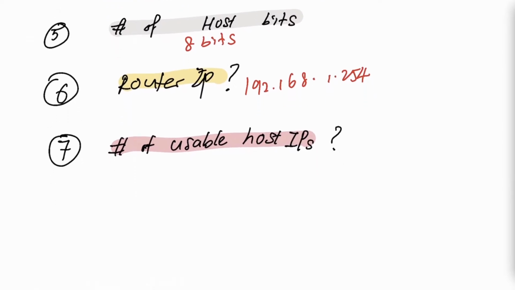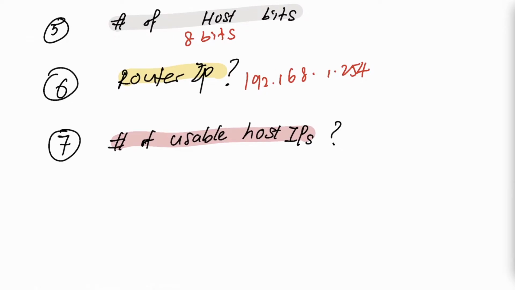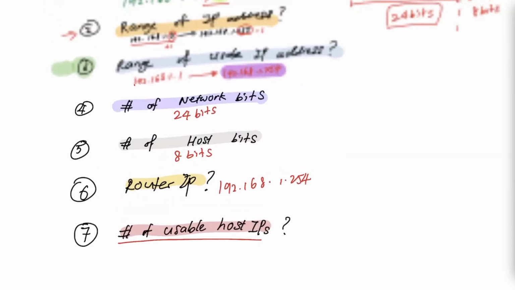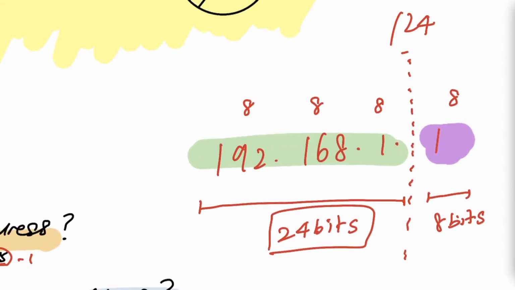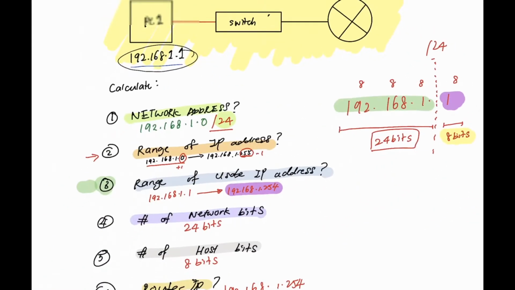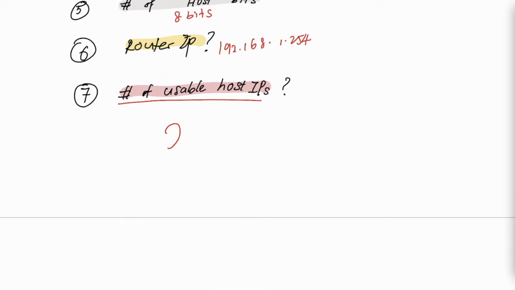Now the last question, this is the most difficult one. How many usable host IPs do you have? This question is asking how many IP addresses you can give to the PCs. Is it 1, 2, 3, or 10, or 100, or 1,000? The way you get this answer is to focus back on the host ID part. You have 8 bits, which means the number of IPs you can assign is 2 to the power of 8. This 8 comes from the 8 bits in the host portion.